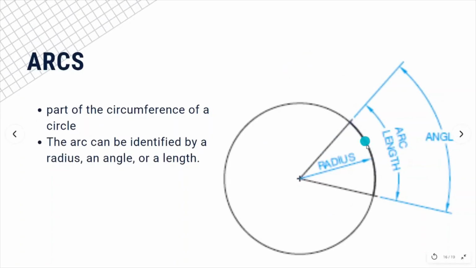So an arc is only a part of a circle. Then an arc can be identified by a radius, an angle, or a length. If you say the arc's angle, you know how wide it is, or it can be the arc length. Okay.